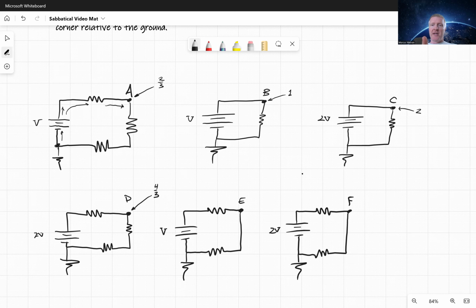Okay, here's circuit E. This is a slightly different beast. It's only a 2-resistor circuit now. Pause the video and come up with an answer for E. What did you have here? This is a voltage V, 2 resistors in the circuit, half each, right?